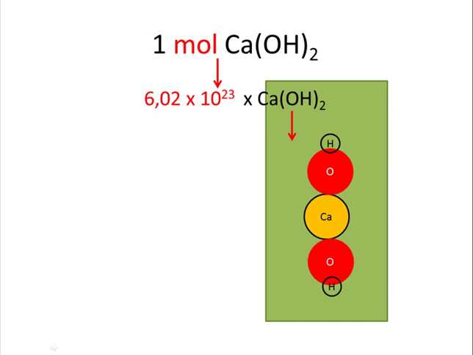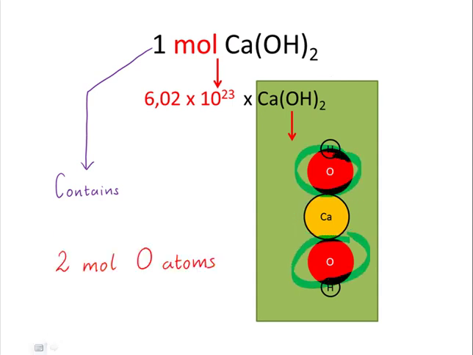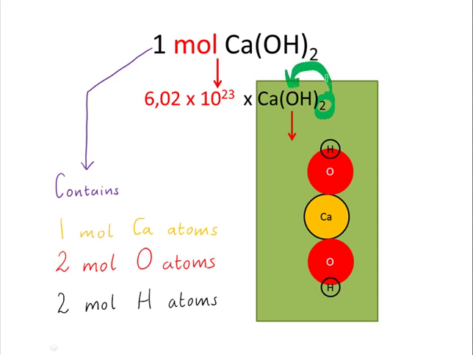Calcium hydroxide has the formula Ca(OH)2. A mole of calcium hydroxide contains inside it 1 mole calcium atoms, 2 moles oxygen atoms, and 2 moles hydrogen atoms. That little 2 outside the brackets refers to each of the things inside the brackets, the O and the H.